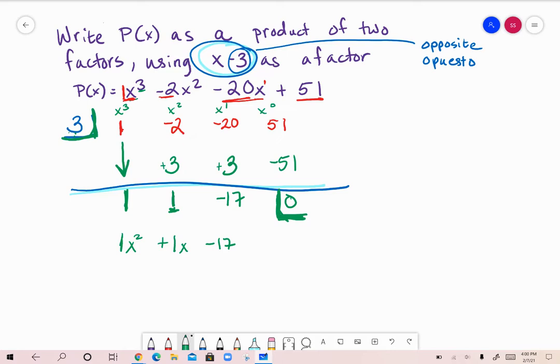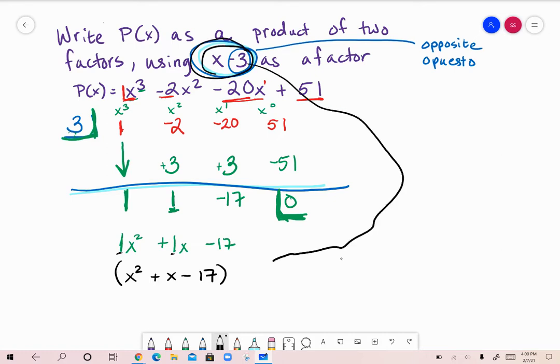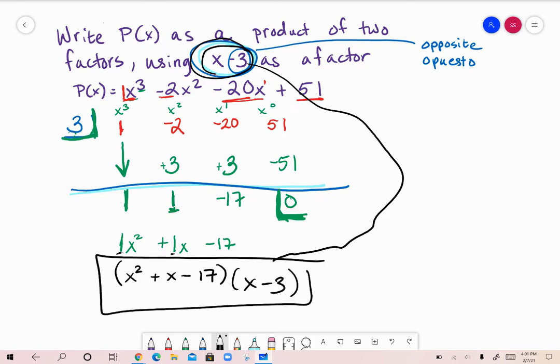So now we write this, and really you do not need the ones in front. So this really is just x squared plus x minus 17, right? So that is one of your factors, and then you just put this guy right next to it. And that is the two products, okay? Hopefully this helps you in solving the problem coming up.